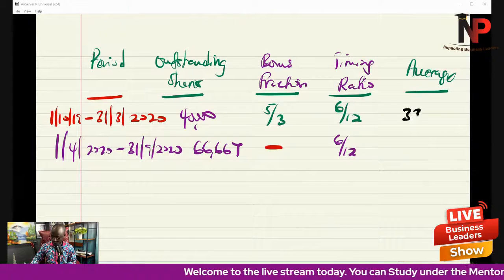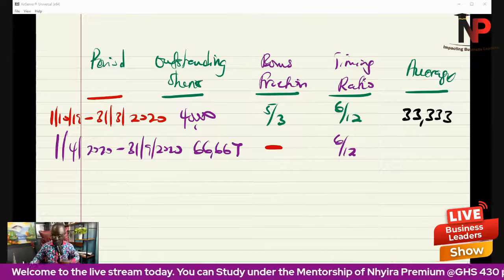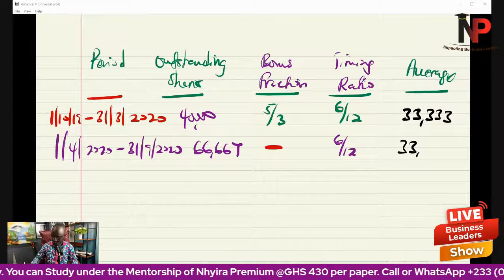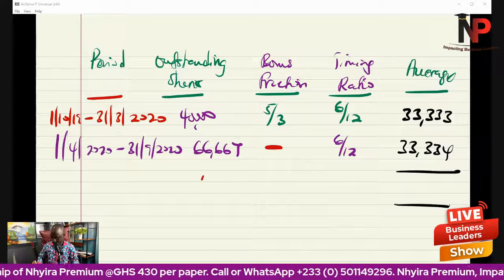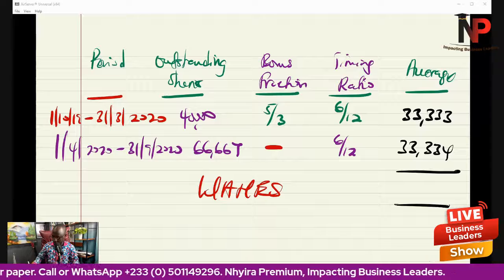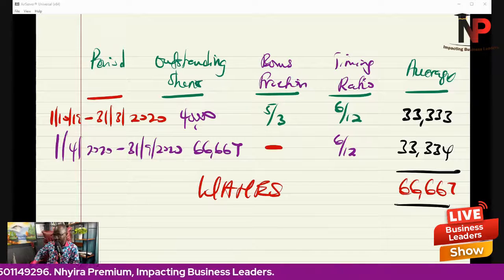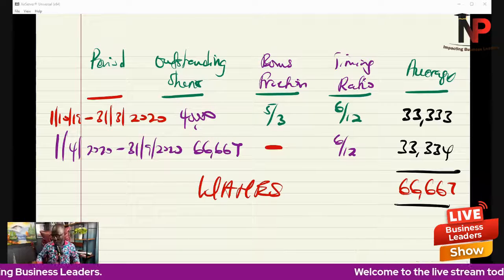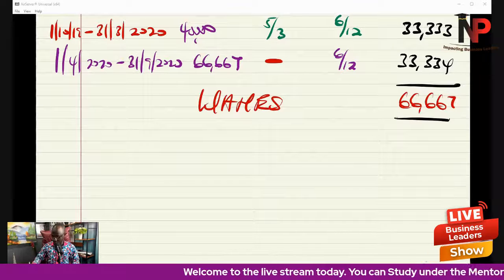And this is 33,333, and then we will have 33,334. So our weighted average number of shares, WANS, will now be equal to 66,667. Once we have our WANS, we can now calculate the basic earnings per share.